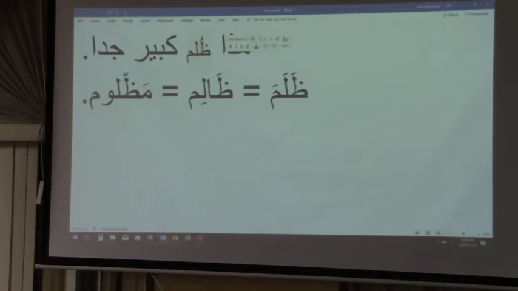So ظلم, here we have a dhamma, and here a sukoon. ظلم is oppression, and that is the root word. أنت ظالم means you are an oppressor. أنت مظلوم means you are oppressed, you've been oppressed.